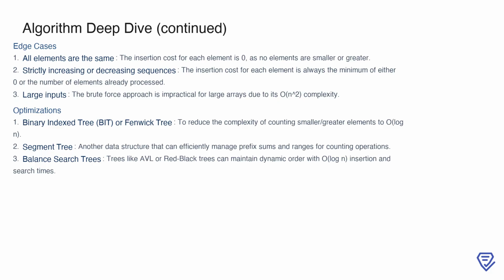To address these issues, we can explore optimizations using advanced data structures. A binary index tree, BIT, also known as a Fenwick tree, can reduce the complexity of counting smaller or greater elements to O(log n). Similarly, a segment tree can efficiently manage range queries and updates. Balanced search trees, like AVL or red-black trees, also offer O(log n) insertion and search operations, providing a more scalable solution.